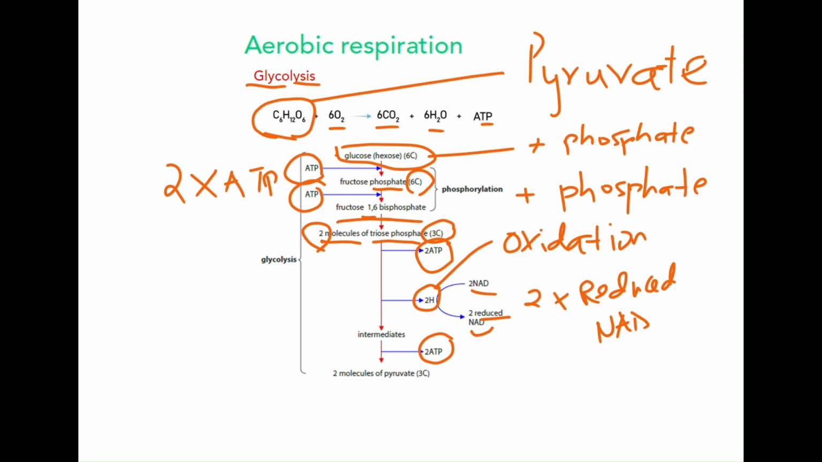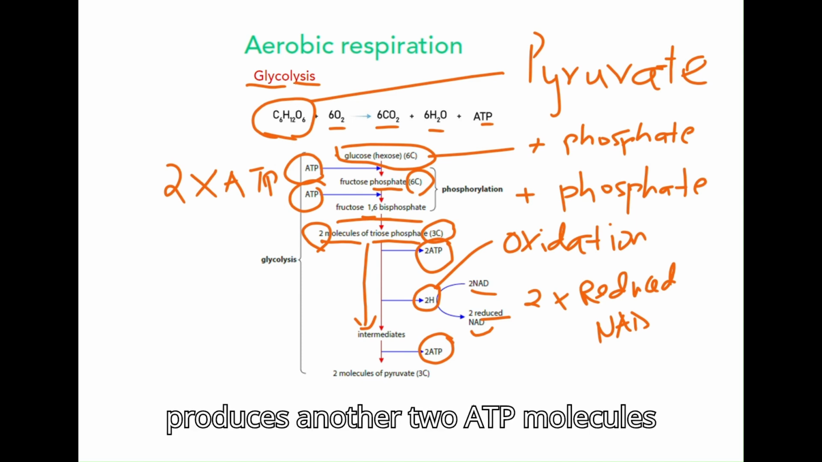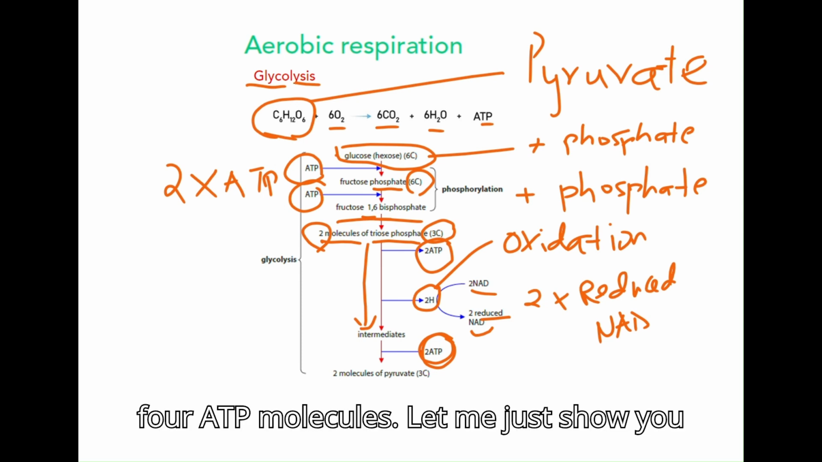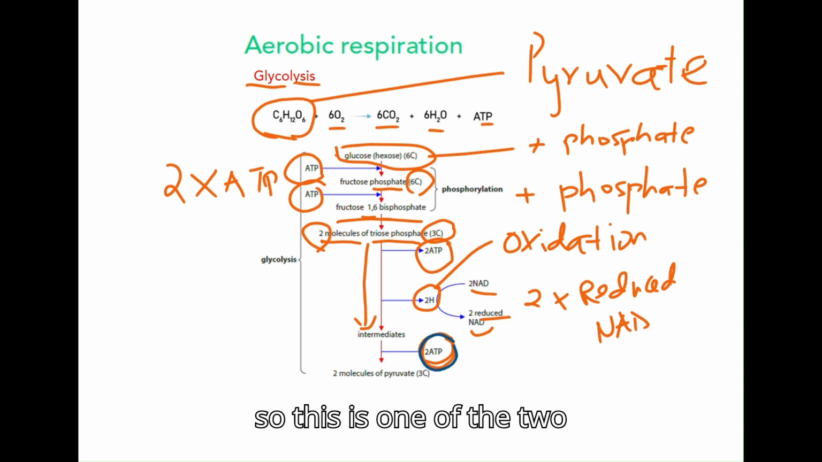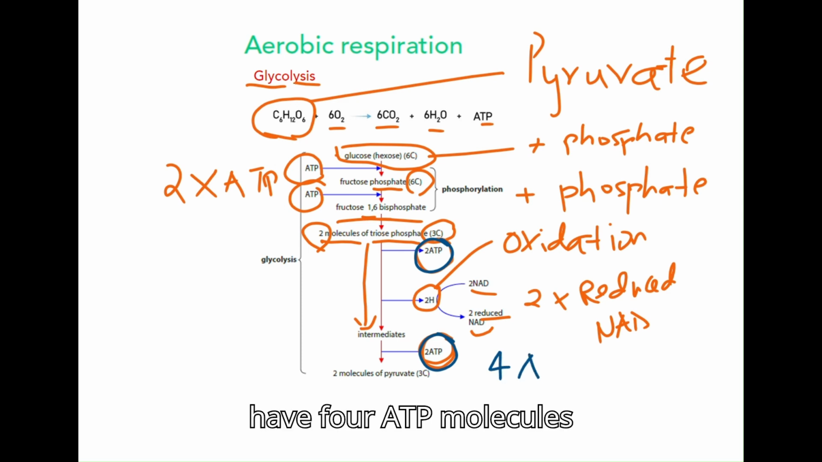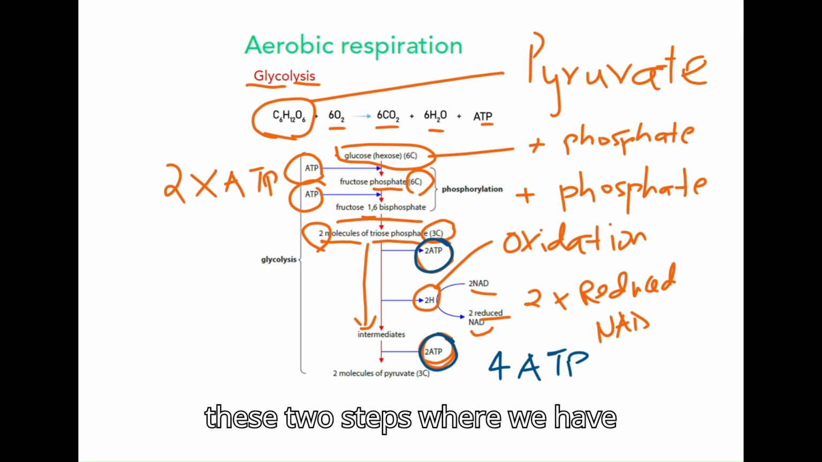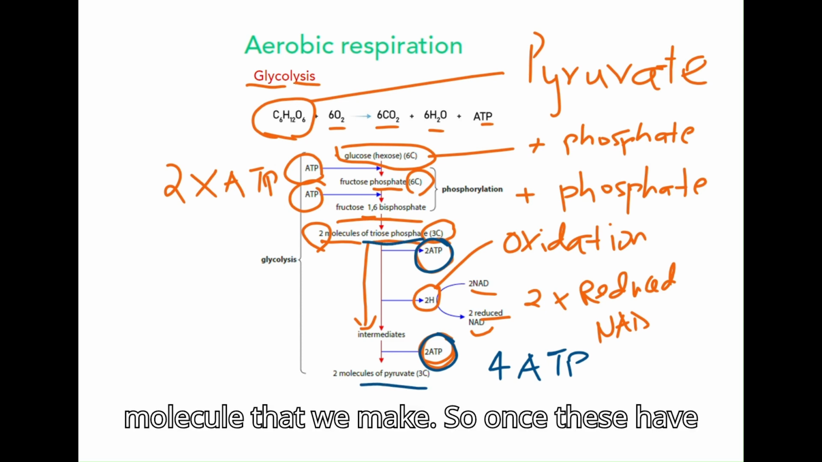And then after this first step where you produce two ATPs, there is a second step that produces another two ATP molecules, and therefore you'll end up with four ATP molecules. Let me just show you that. So since we have 2 and 2, this is one of the two, and this is the other, therefore we have four ATP molecules produced just between these two steps, between the triose and the eventual molecule that we make.